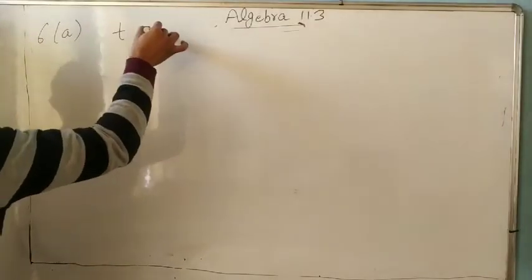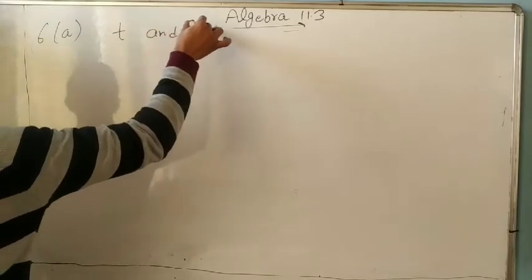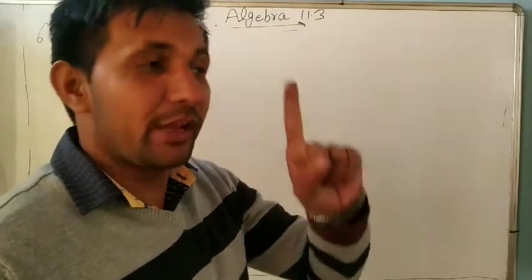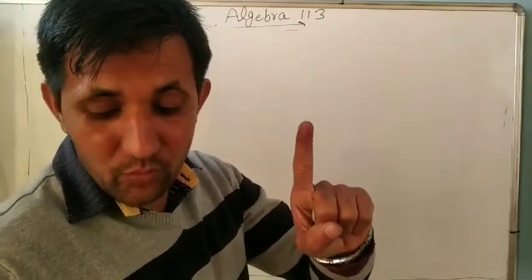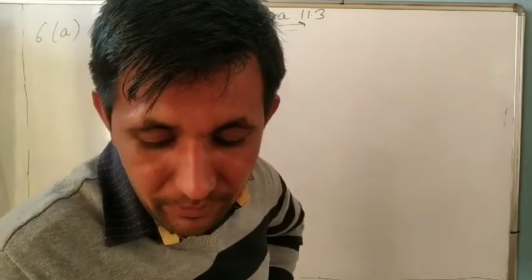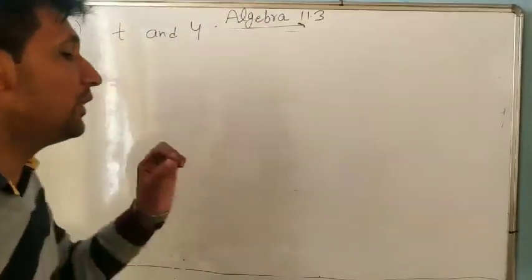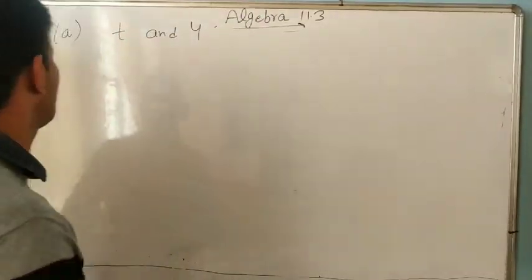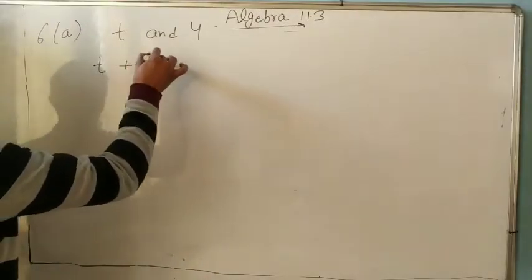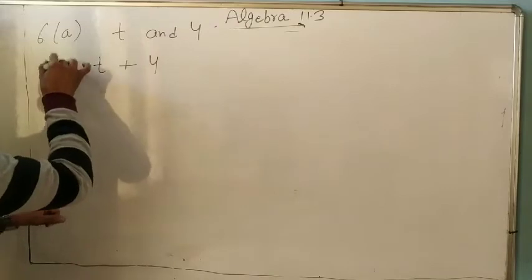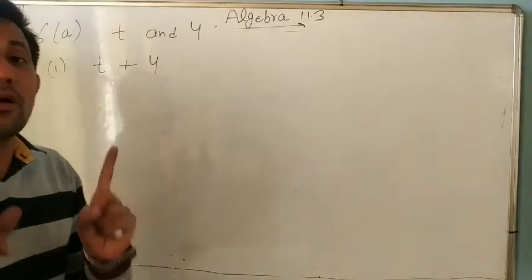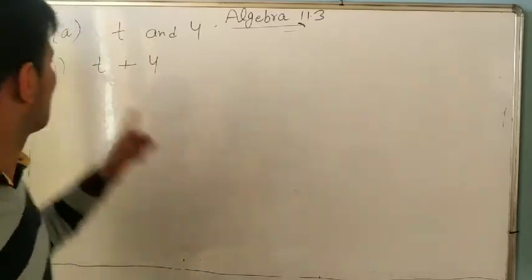We want to use only t and 4 and use not more than one number operation. We will use only one operation one time. Okay, and every expression must have t. So we can write t plus 4, only one operation. Only addition. And in the question t must be used every time. So t we are using.